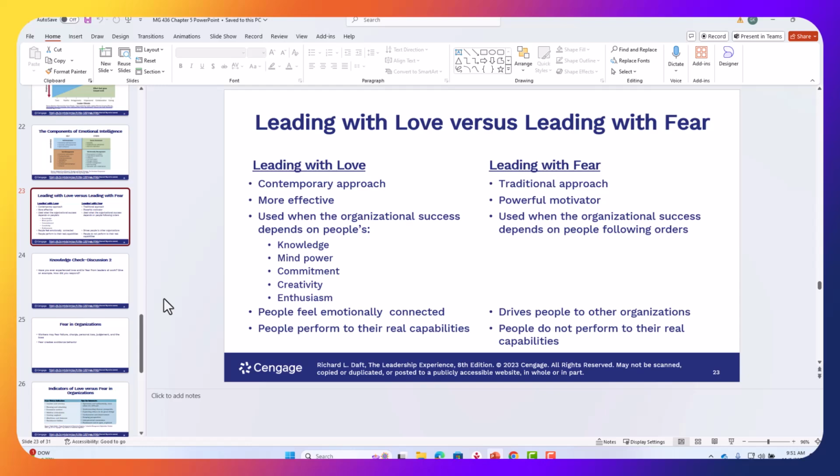Leading with fear, traditional approach, powerful motivator. Used when the organizational success depends on people following orders. Drives people from organizations. People do not perform to their real capabilities. So when you lead with fear, people do not perform to their real capabilities. When you lead with love, people perform to their real capabilities. Plain and simple. You get a better employee, you get a better output.